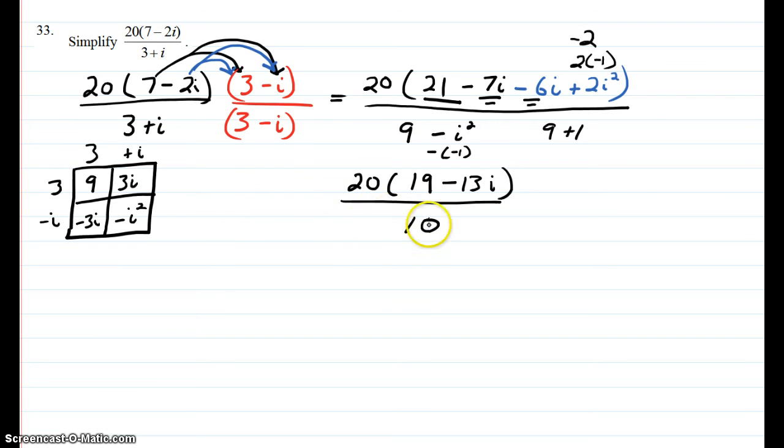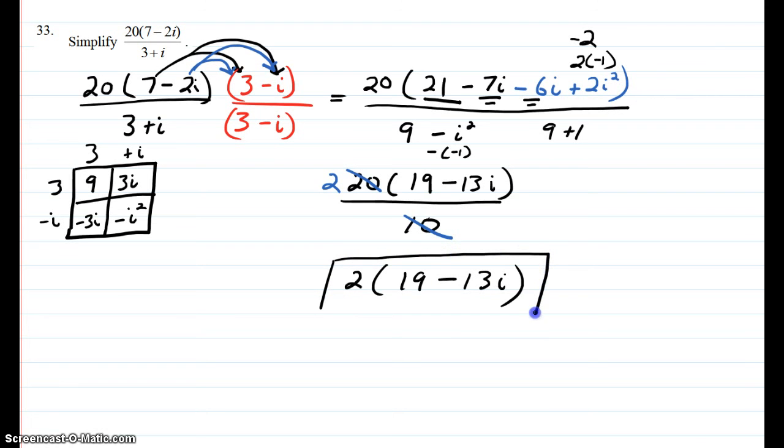So now we can reduce our fraction. 10 is going to go in the 20 2 times. And so I'm left with 2 times (19 minus 13i). So if this isn't one of the possible answers, you could try multiplying the 2 in, but more than likely this will be the answer because we want it in simplest form, so we'll factor out the GCF.